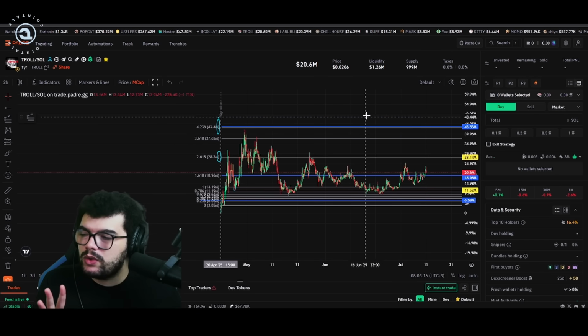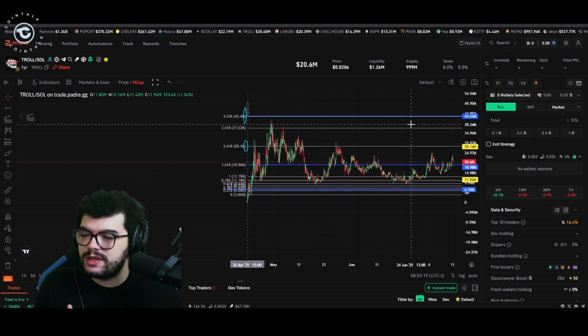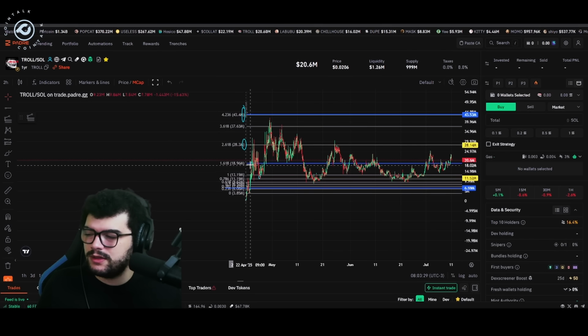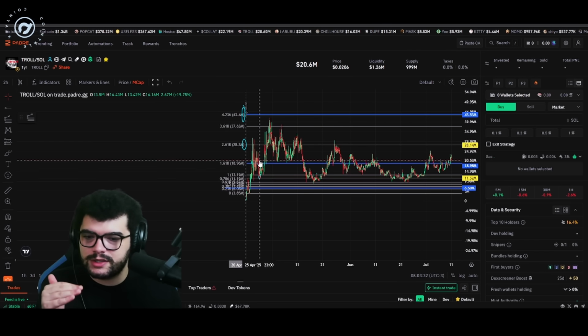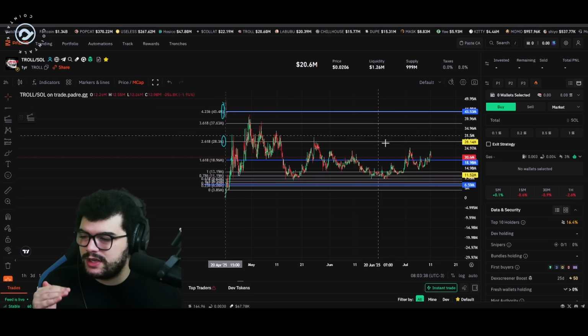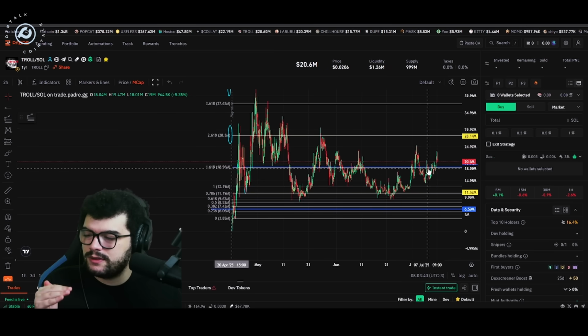Very interesting. Now, look at how the chart has been behaving based on these fibs. The 1.6 line is still very, very important. It's still a fair price. If you look at the medium price of Troll, it's where the 1.6 line is. If you want to re-enter Troll, what you can expect is the 1.6 line to turn into support.